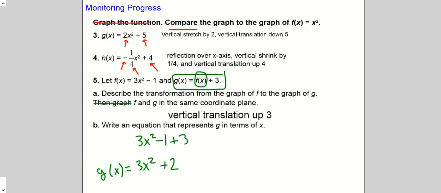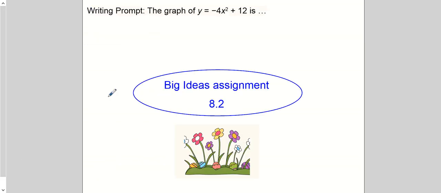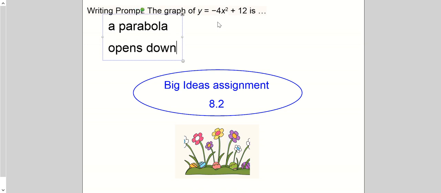Writing prompt. The graph of y equals negative 4x squared plus 12 is, tell me everything you know about it. What's that U-shaped curve called? Okay, the graph is a parabola. It flipped over, so which way does it open, up or down? Down.